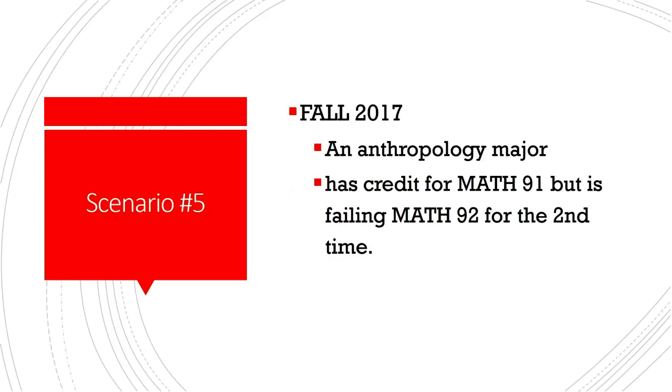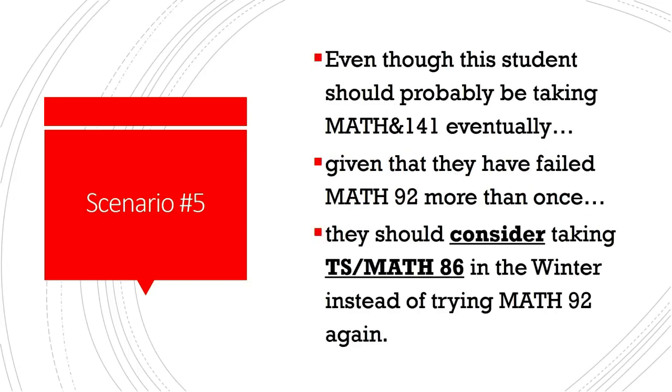Another fall 2017 advising appointment. We have now an anthropology major. They have credit in Math 91, but is failing Math 92 for the second time. So do they take 92 next quarter or something else? Pause if you want to think about it. I'm going on to the answer.